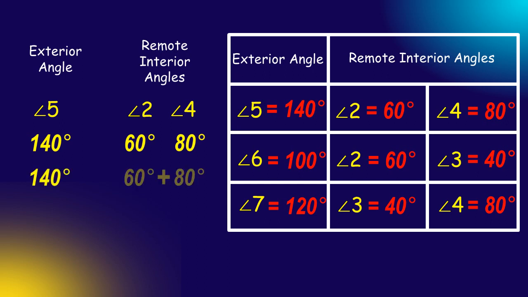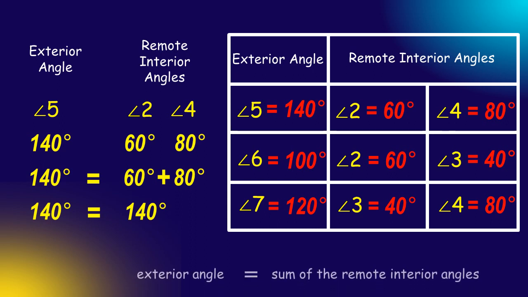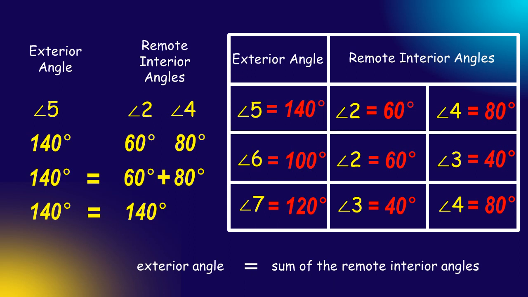Let's think of it. Parang pag kinuha natin yung sum ng dalawang remote interior angles, that will be equivalent to its exterior angle. Because look, 60 degrees plus 80 degrees will be 140 degrees. So therefore, we can conclude that the exterior angle is equal to the sum of the remote interior angles. The same with angle 6 and angle 7. Ganun din ang makukuha natin. So this is an additional concept for us to remember. Exterior angle is equal to the sum of the remote interior angles.